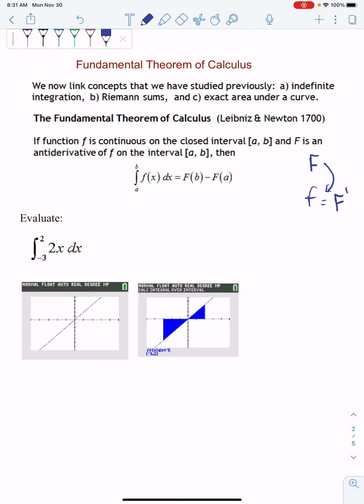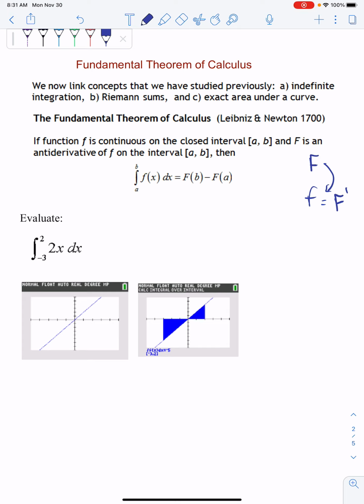And I don't know why this is presented in so many different ways, but it is. Sometimes on the test, big F is going to represent one thing, and others it's going to represent something different. So in this case, big F is our original function. Little f is the derivative of big F, okay?